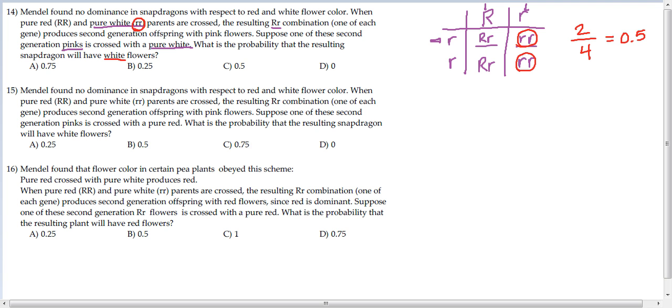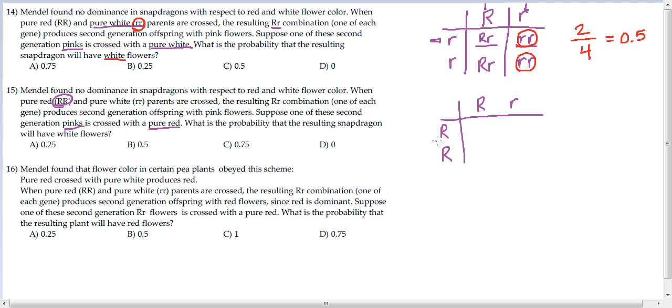So the second question then, let's set it up. Let's see what it's asking. It wants to take the same thing, so there's still no dominance. When you cross a red and a white, you still get pink again. So we're going to cross another pink with a red. Pink again is big R, little r, and red this time is 2 big R's.